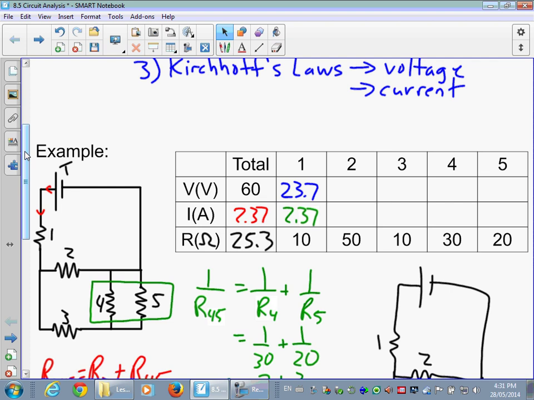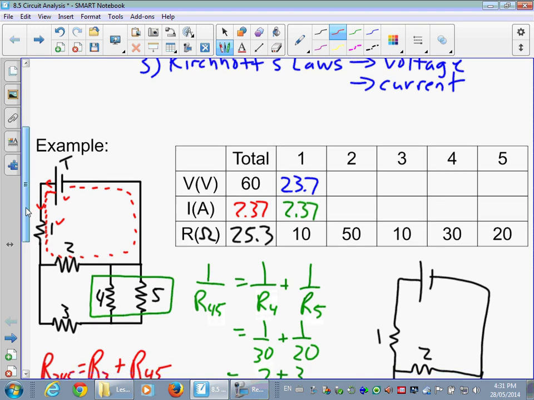So the only thing left is to use Kirchhoff's voltage law. The trick when using Kirchhoff's voltage law is to try to identify loops where you know all the voltages except for one. The simplest loop we have here, and I'll draw it in red on the inside, goes through 1, through 2, and then back to the cell. We know the total voltage here, we know the voltage through 1, which means we should be able to calculate the voltage through 2.